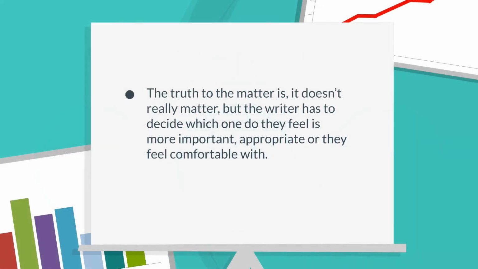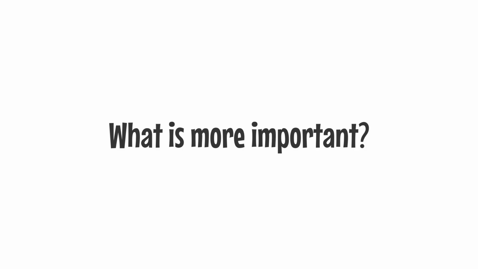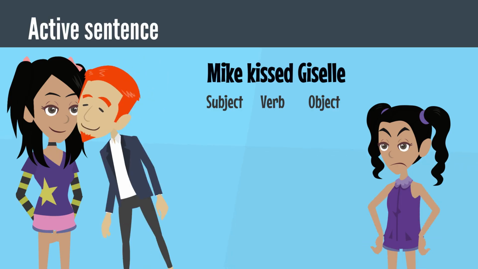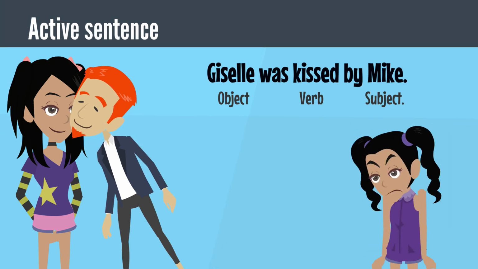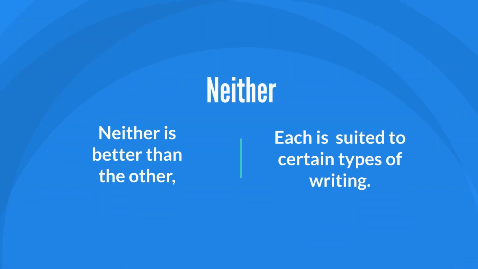The truth of the matter is, it doesn't really matter, but the writer has to decide which one they feel is more important, appropriate, or they feel comfortable with. In the above sentences, what is more important, Mike kissed Giselle or Giselle was kissed by Mike? Neither is better than the other, but each is suited to certain types of writing.